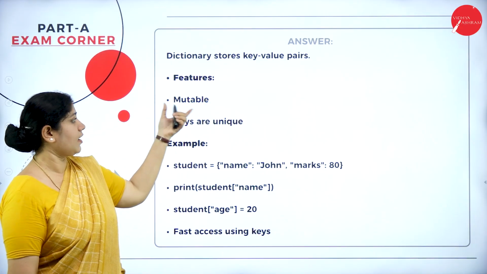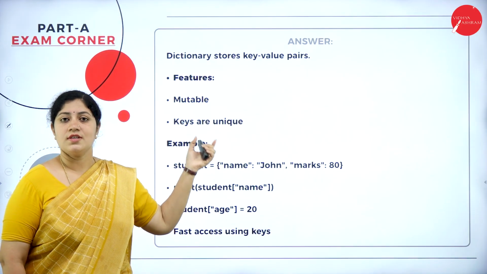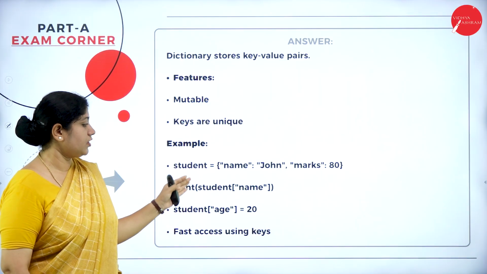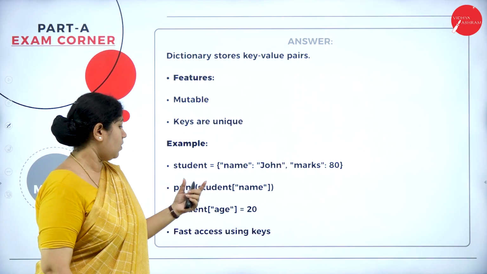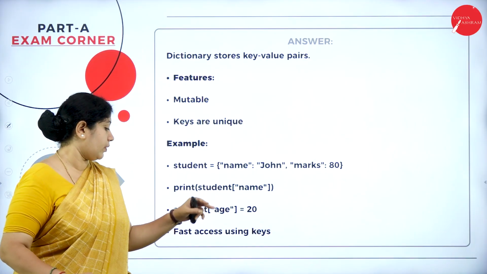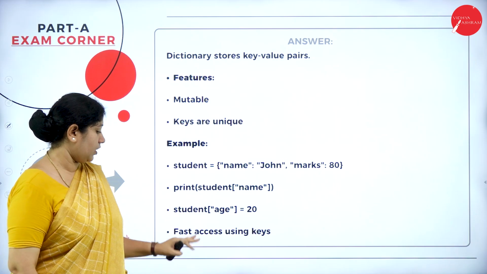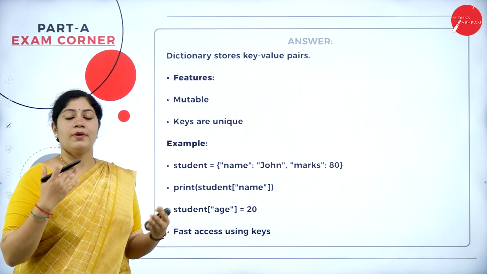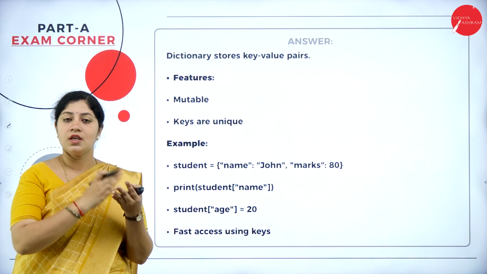Let's see the features. As we have mentioned, the dictionaries are mutable as well as the keys are unique. They will not be repeated. Okay, let's see an example over here. The student name that we have considered is John and we have mentioned his marks. Now I have to print in this way, print student of name. Next, what we are supposed to mention is student of age. It's done. And if we execute it, we will get the answer like student, his age, his marks. So it will be stored in these key value pairs.